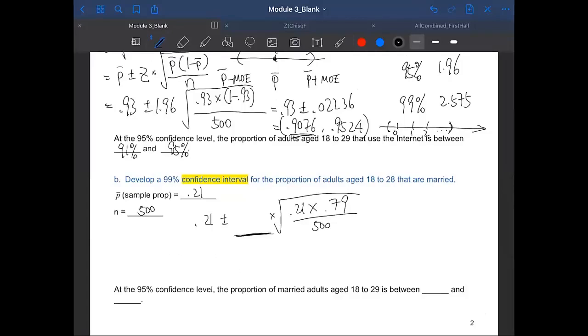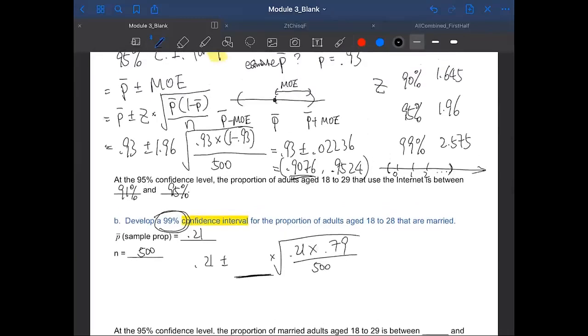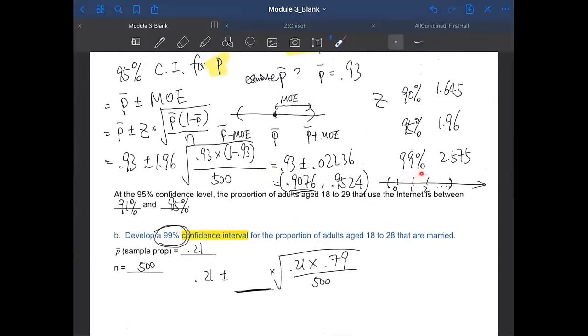What is the multiplier? The reason I say this is different is because we are talking about a 99% confidence interval this time, right? We're talking about 99%. So what is the multiplier for a 99% confidence interval? It is 2.575, right?